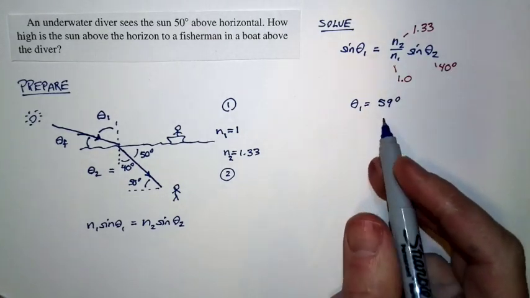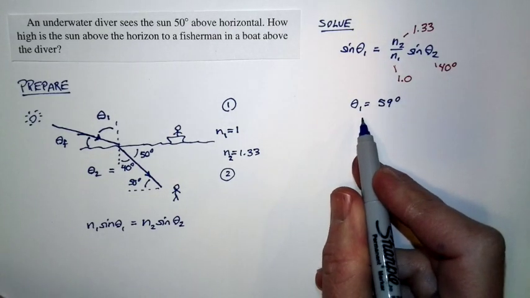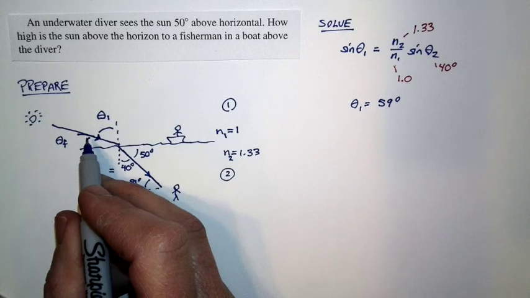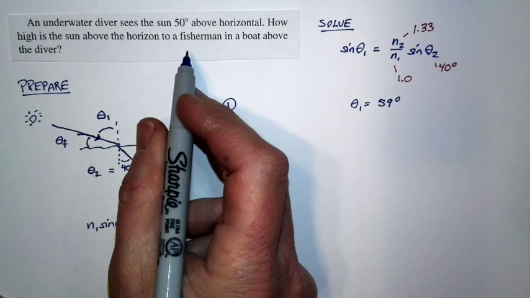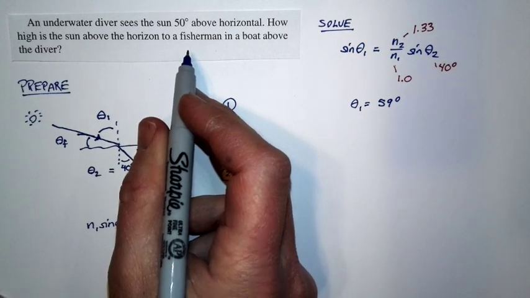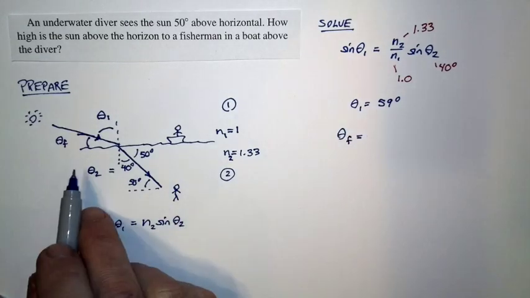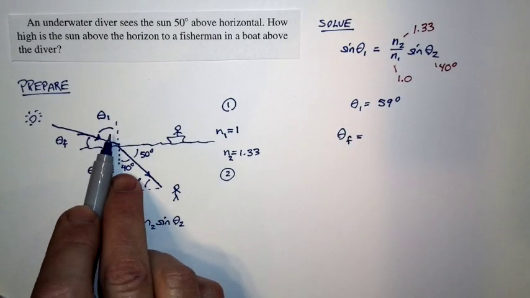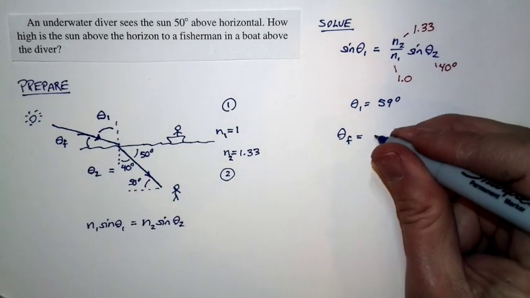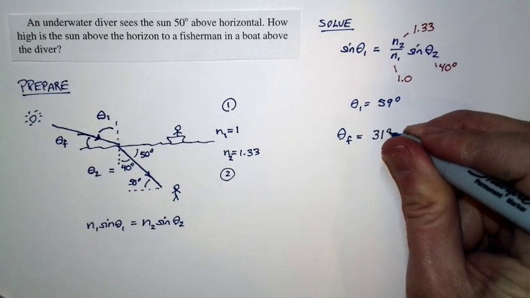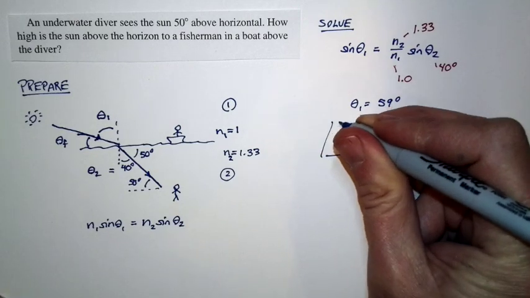But we're not done, because the problem didn't ask us for theta 1. It asked us for what angle the sun was above the horizon from the fisherman's point of view. So the answer we're looking for is 90 degrees minus theta 1. These two angles are complements, and so what we get is an angle of 31 degrees.